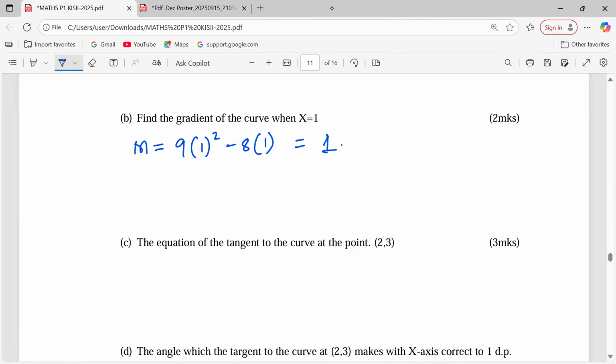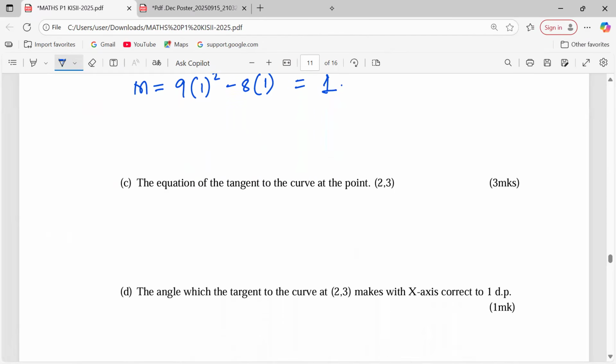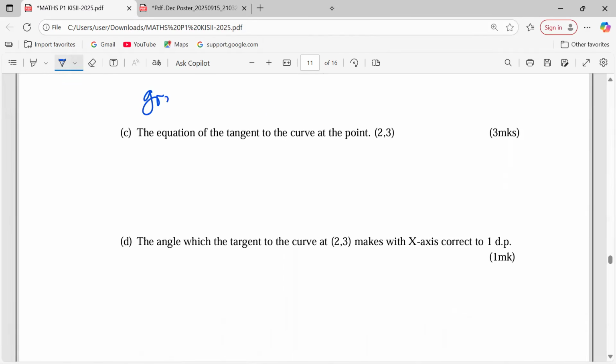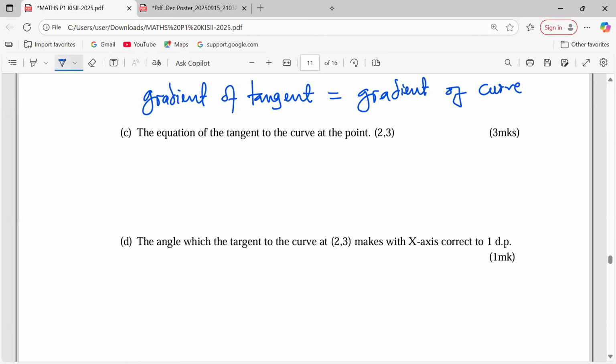Part C, we need to find the equation of the tangent to the curve at point (2, 3). Therefore, we're supposed to know that the gradient of the tangent equals the gradient of the curve, which is equal to the gradient of the curve.